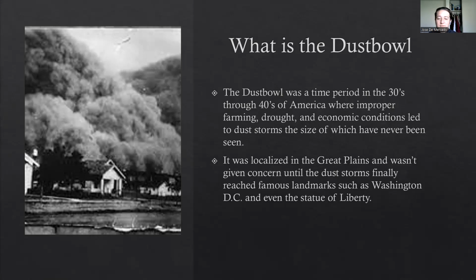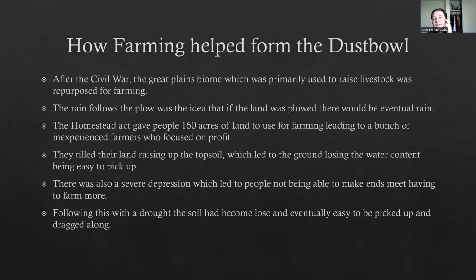All right. So yes, the Dust Bowl is a storm of dust, mainly soil, topsoil to be specific, that's been picked up due to winds from the Great Plains. Now let's talk about how farming didn't really do their job. You can't really blame them though, it's the 1900s.